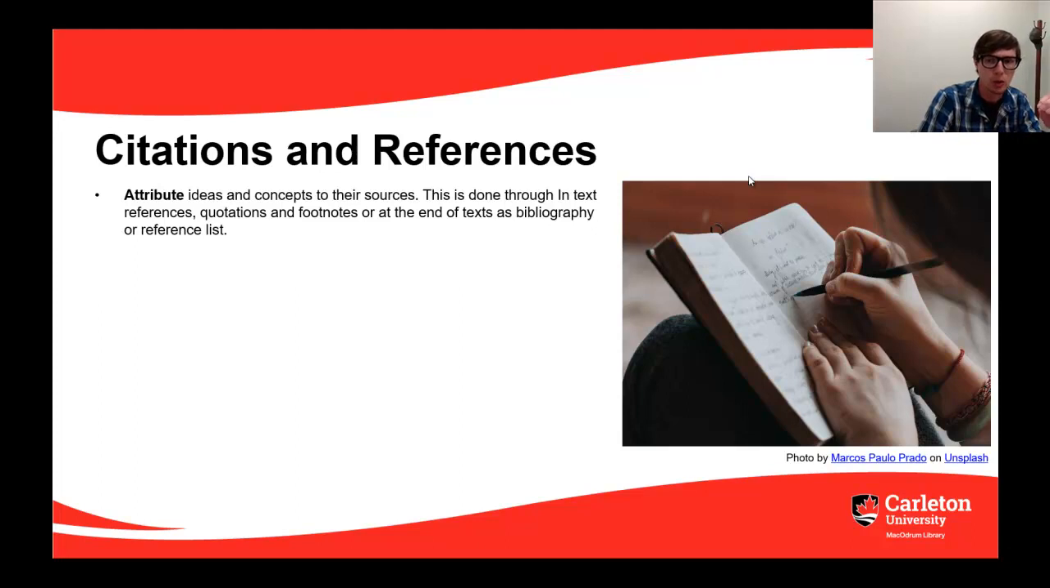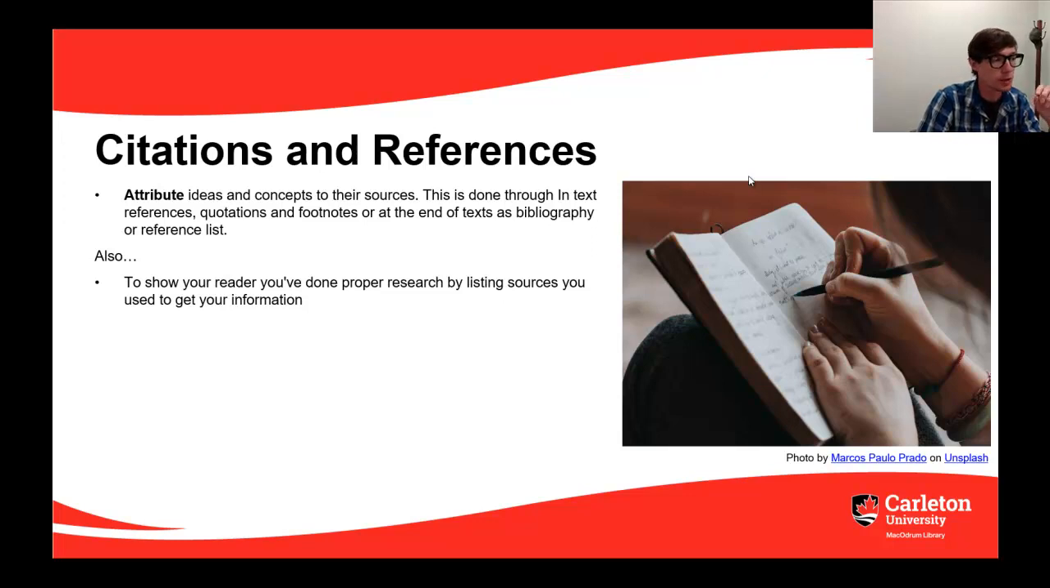And the word attribute, when we're talking about academic integrity, simply means to acknowledge and give credit to the original source material. So that means where you got your information. There are many reasons why we provide citations and references, and these are just a couple of additional reasons why we might consider adding sources and references to our works. So again, we said that we were using it to identify the research that's come before us, which is extremely important in our research process, but also it shows your reader that you've done proper research by listing sources you've used to get your information.